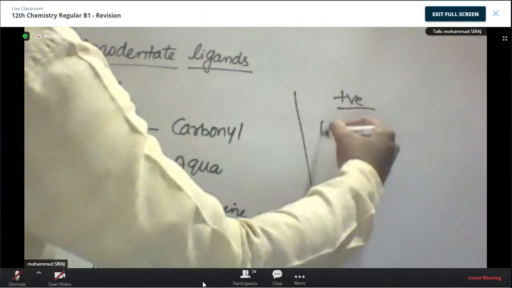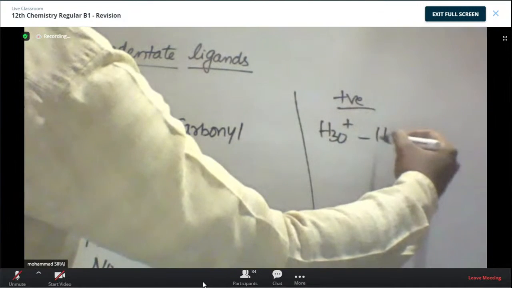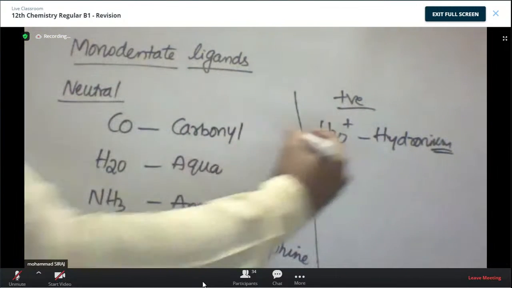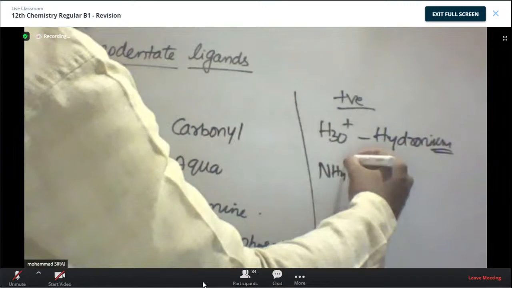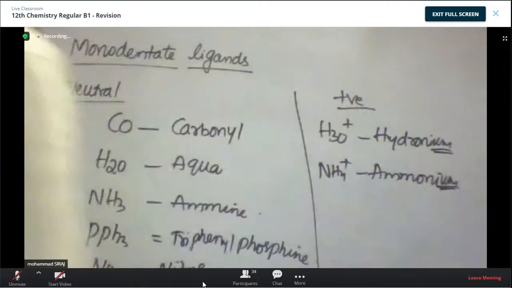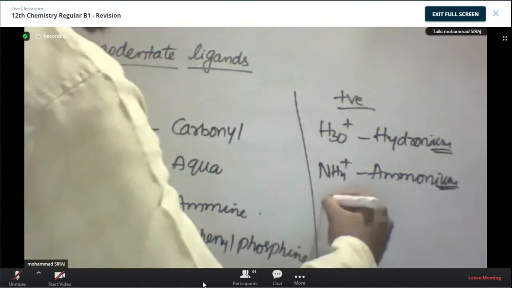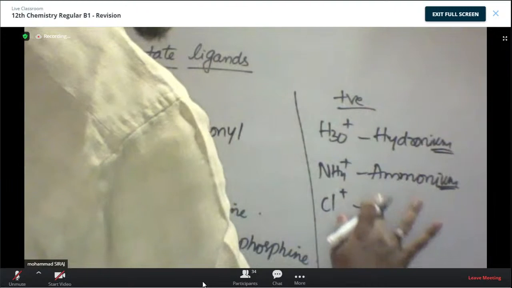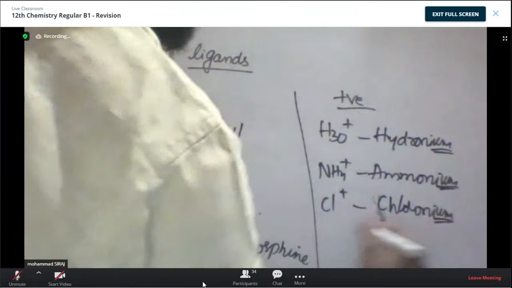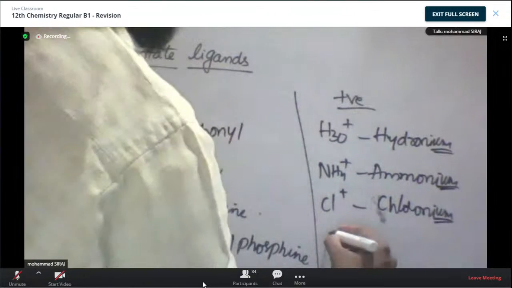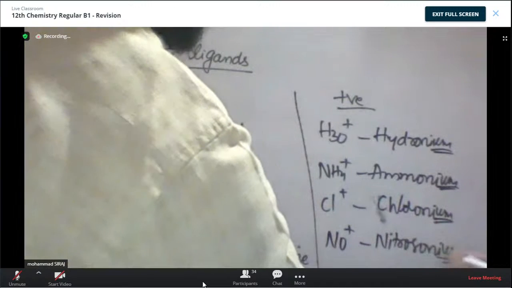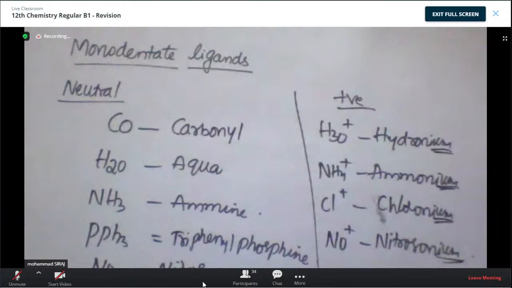Positively charged ligands: H3O+ is the hydronium ligand. Positively charged ligand names end with IUM. NH4+ ligand name is ammonium ligand. Cl+ is called chloronium ligand. NO+ ligand is called nitrosonium ligand.